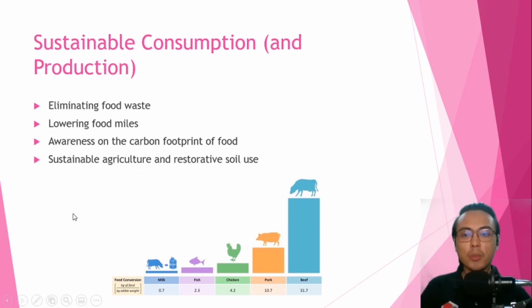And the last concept is sustainable agriculture and restorative soil use. Because in conventional agriculture, the soil has been degraded so much that we have to give it a very big amount of input to produce our food. So these are just some ways on how our consumption can be sustainable.